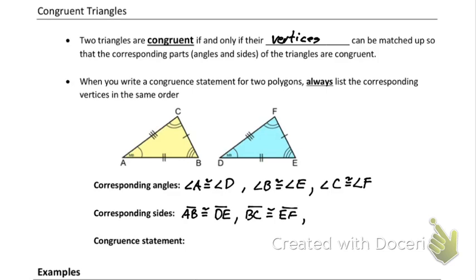And finally, we have, I guess, CA. CA is congruent to FD. And you didn't have to put those in that order. You could say something like CA is congruent to DF. They're the same segment, it's just length.